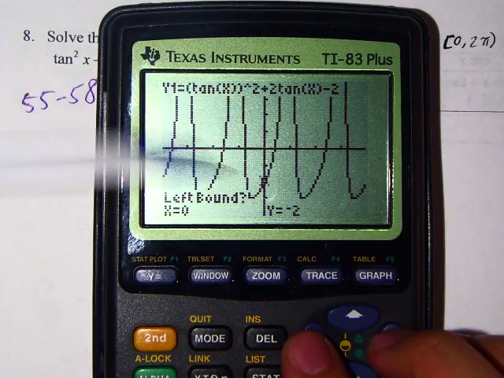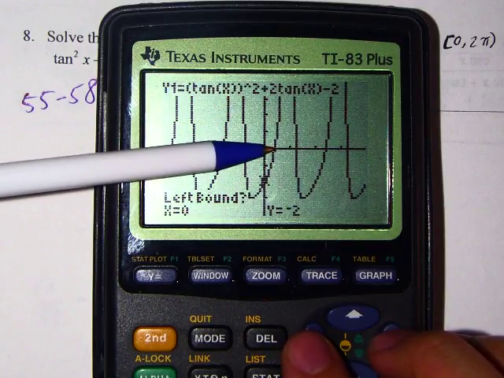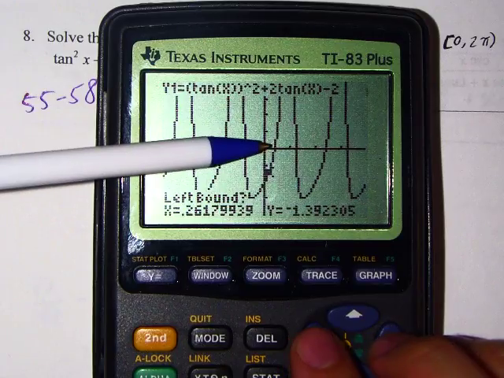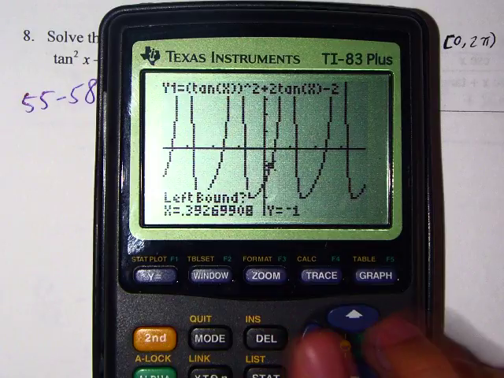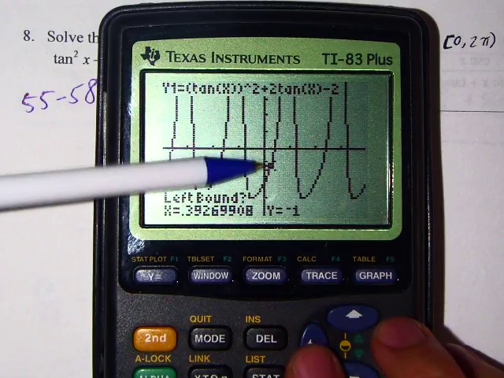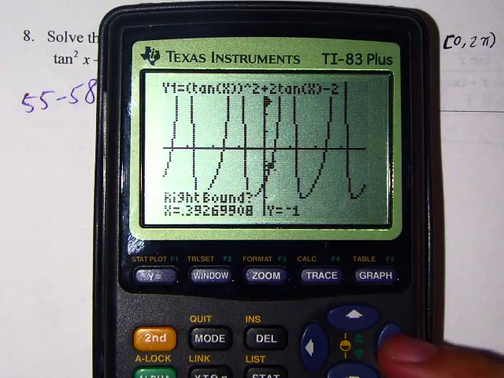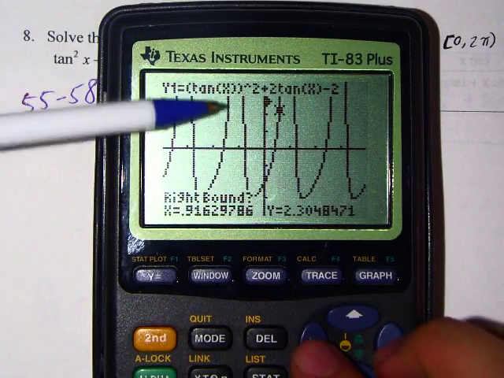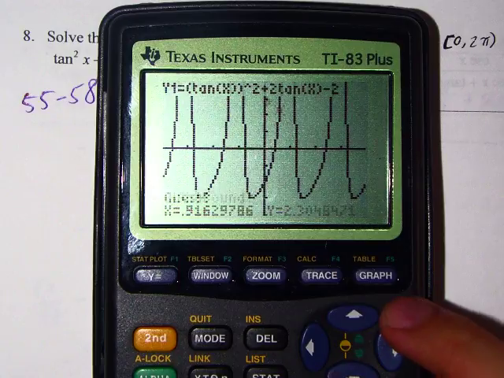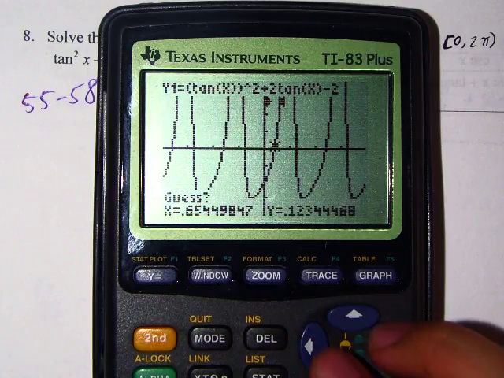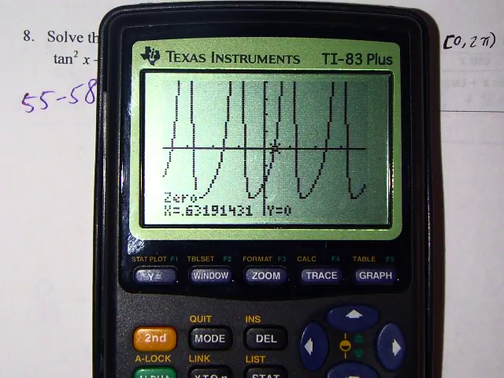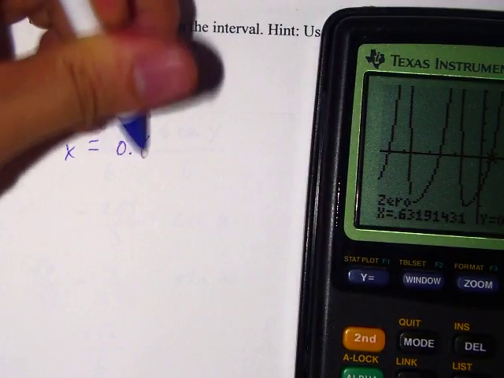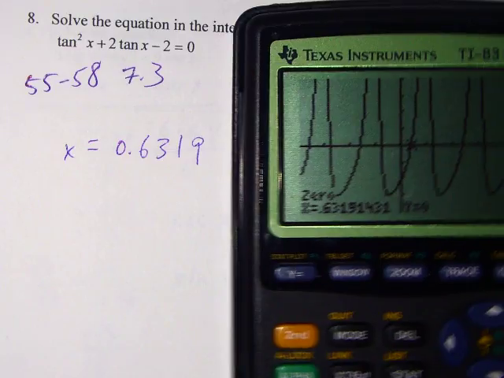Okay, so my left bound. Here's a 0 I'm looking at. I'm using the left and right buttons here to pick a value that's left of the 0. I press enter. Now I'm going to go over, and this value is going to be right of the 0. I'm going to guess it's about right there. And it calculated a 0 for me. My 0 is x equals 0.6319.